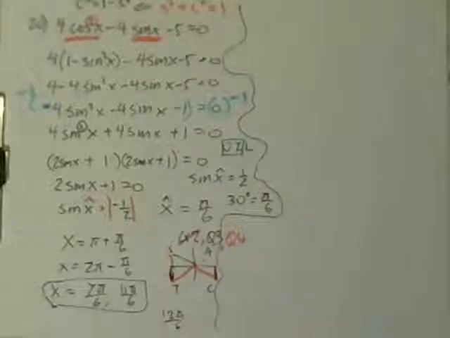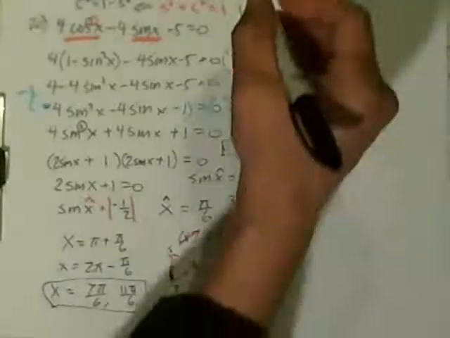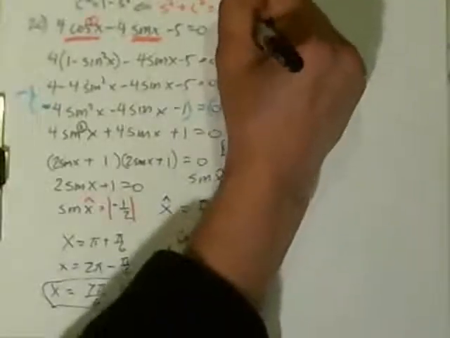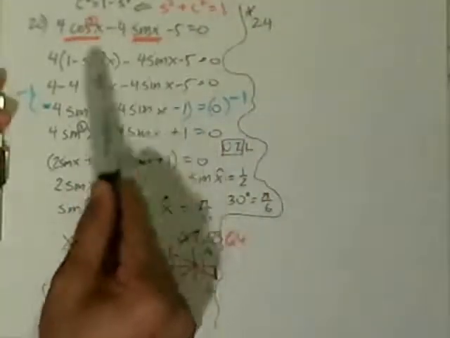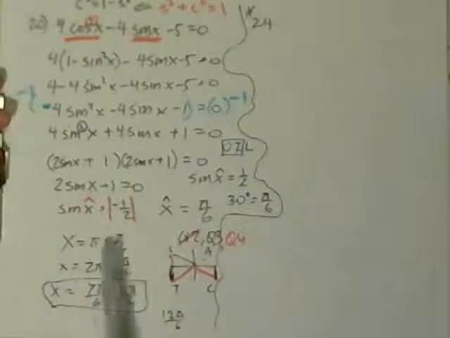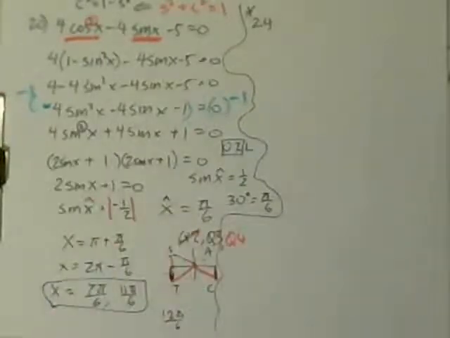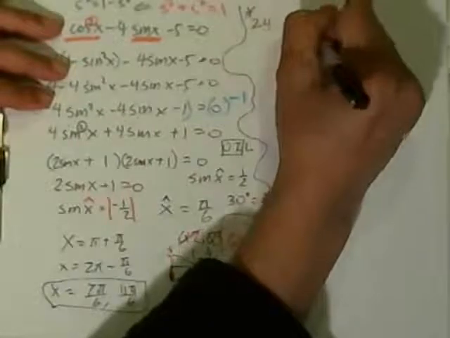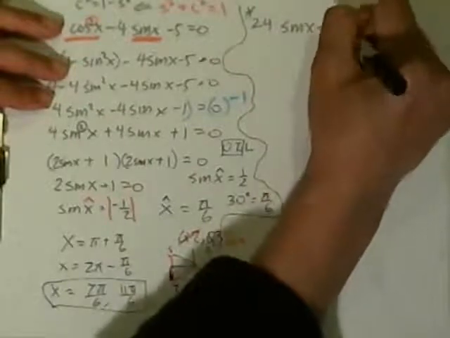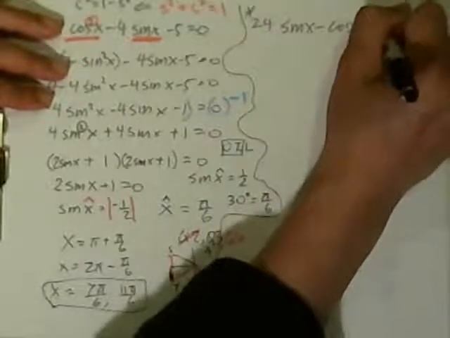Number 20 is done. Let's do 24. This is where I put the asterisk. Again, I want to make sure, did I square anything? No, I didn't square anything. I do not have to check for extraneous solutions. 24. So here we go. Sine of x minus cosine of x is equal to radical 2.